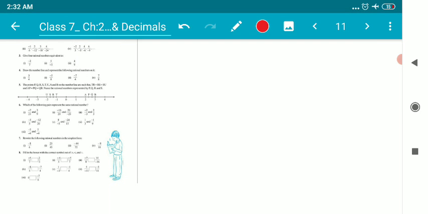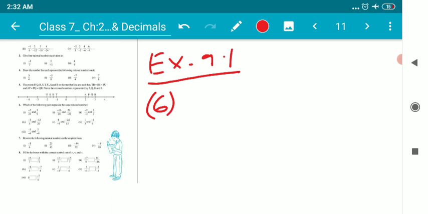Children, we have been dealing with chapter Rational Numbers, exercise 9.1. We have already discussed up to question number 5. We are going to discuss question number 6 in this video. Which of the following pairs represents the same rational number? We are given a pair of rational numbers and we have to check whether they are the same rational number or not.